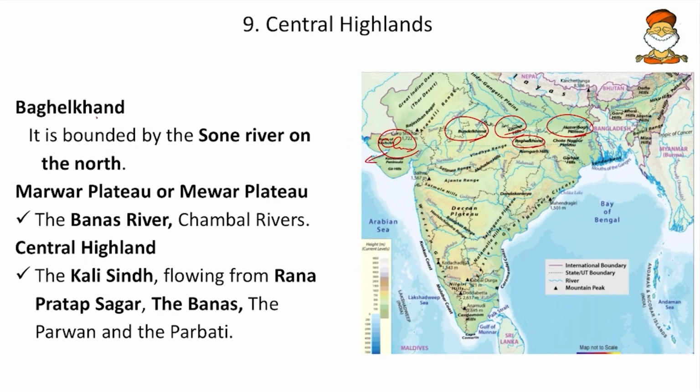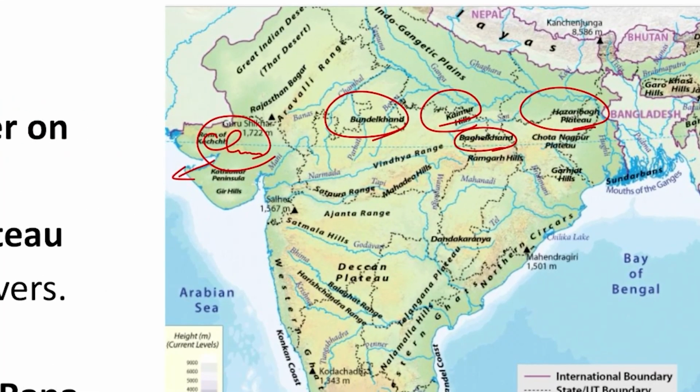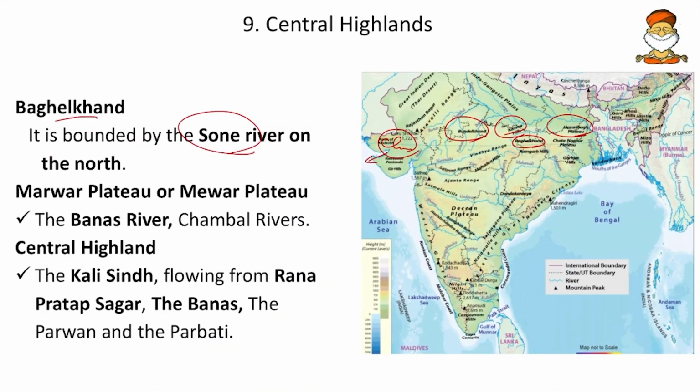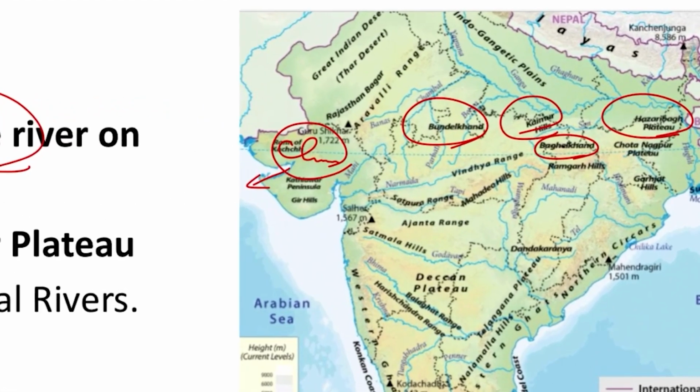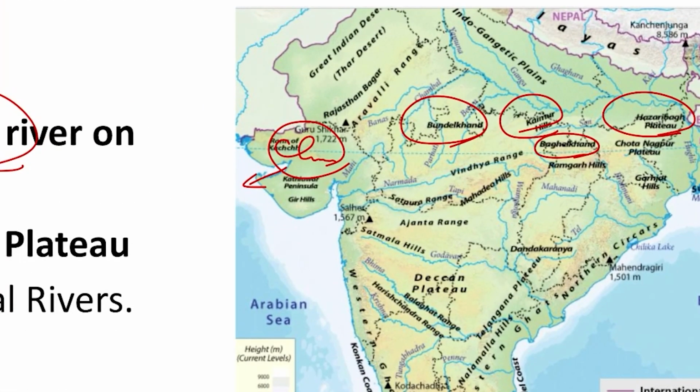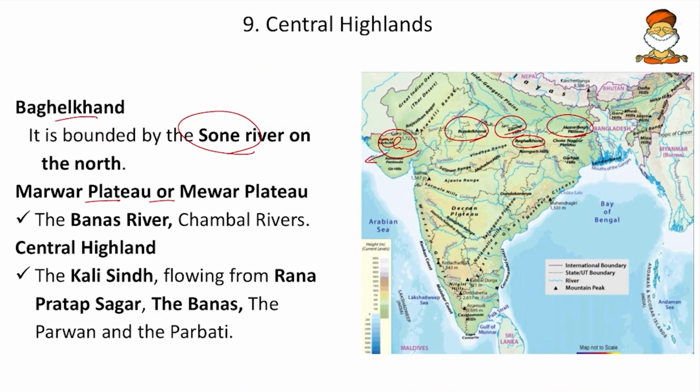And here the Baghelkhand is bound by the Sone river on the north, and in the south, obviously, by the Mahanadi and the Ramgarh Hills. And then the Marwar Plateau or the Mewar Plateau. Marwar and Mewar, Rajputana, that also comes here, the Malwa, Marwar, Mewar, so that also comes under the Central Highlands. Here the Chambal and Banas rivers drain the Marwar and Mewar Plateau.